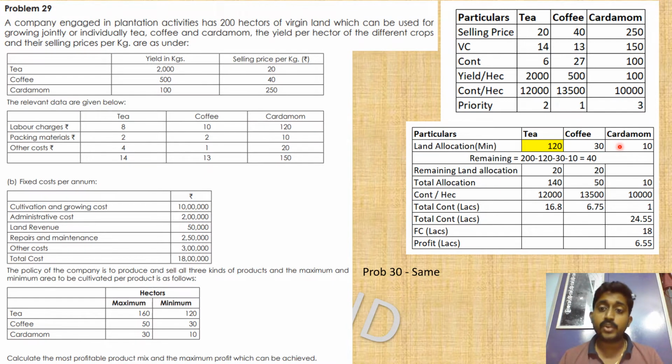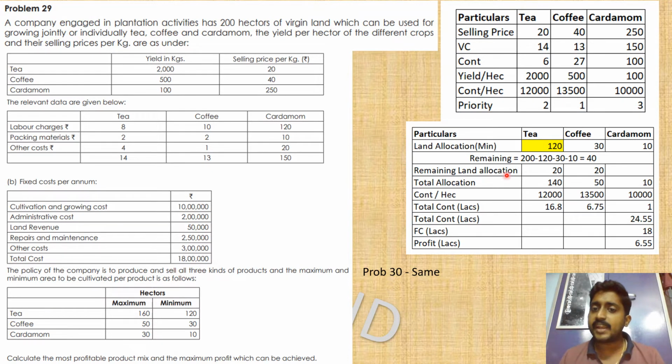Now how much land area does he have? 200 hectares he has. So out of 200, 120 is allocated, 30 is allocated, and 10 is allocated. Putting together, the remaining land area is 40. And this remaining 40 hectares has to be allocated based on the profitability priority which we have made. That is where the decision making as a cost accountant has to be done.